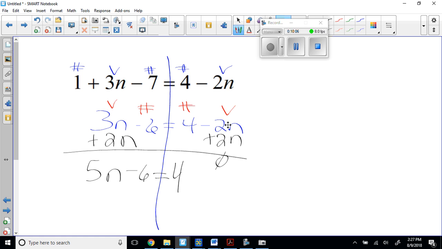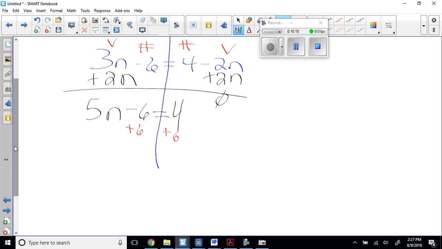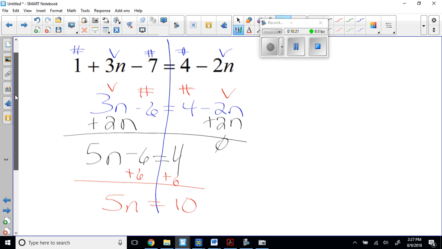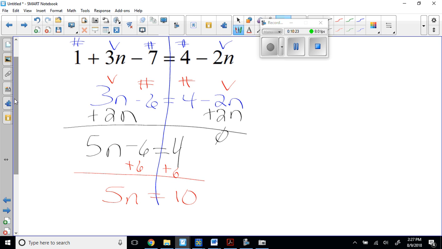Ladies and gentlemen, what do we do now? Come on. We're going to do what? We're going to add 6. So 5n equals what? 10. Do I have my variables on one side, numbers on the other now? Yes, we do. Now I divide. Why do I divide now?